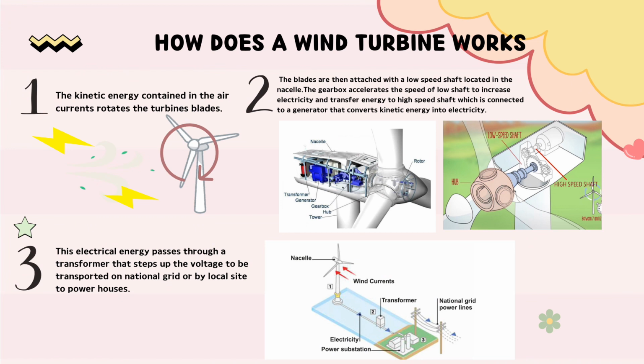In the nacelle, there is a gearbox that functions to accelerate the speed of the low-speed shaft and transfer the energy to the high-speed shaft, which is connected to a generator that converts the kinetic energy into electricity. This electrical energy will pass through a transformer that steps up the voltage to be transported on the national grid or by local site to powerhouses.